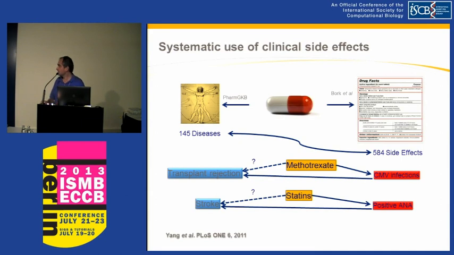Another example here, statins, very, very famous drugs. So what we found, there's a lot of drugs that are used to treat stroke, and one of the side effects is positive anti-nuclear antibodies. And what we found is statins are associated with that side effect. But statins are not, at least not officially, used to treat stroke.